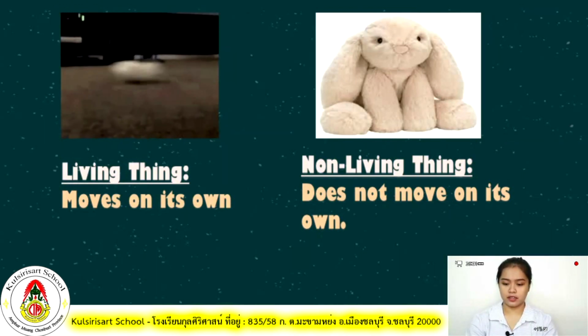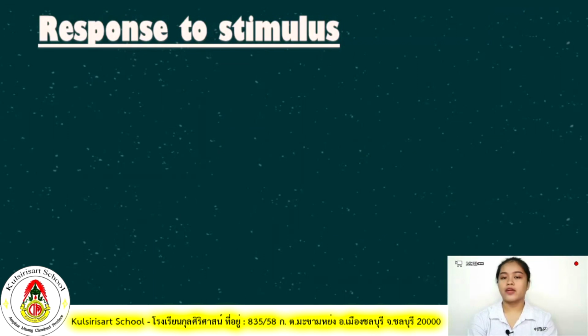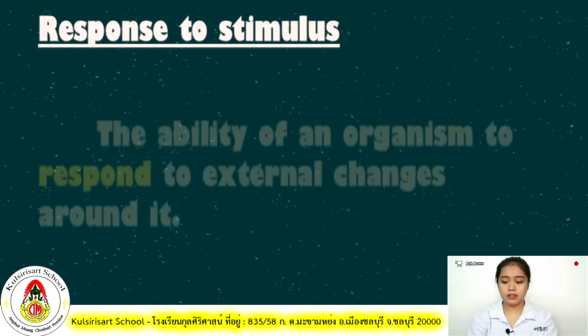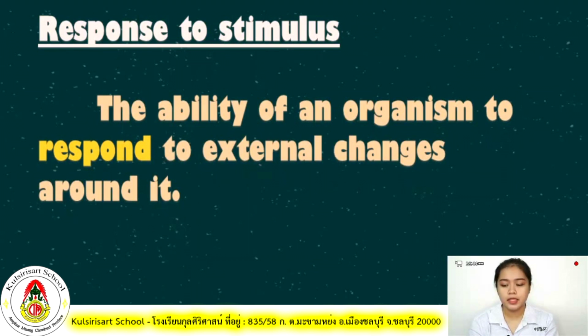The next characteristic is response to stimulus. Everybody say response to stimulus. Very good. Response to stimulus is the ability of an organism to respond to external changes around it. Can you read it again with me? Response to stimulus is the ability of an organism to respond to external changes around it.